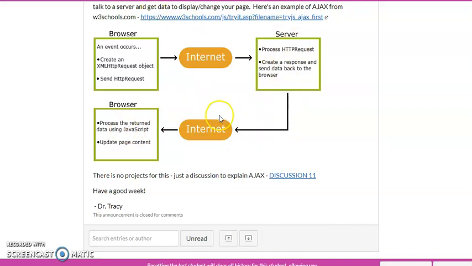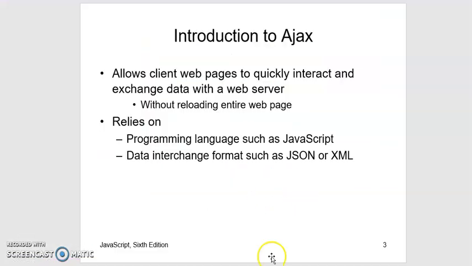That's kind of the gist of what Ajax is, because Ajax is a methodology that allows client web pages to quickly interact and exchange data with the web server. And that's pretty much what happens. So an HTML page, when it's created, the JavaScript will request it, and then the server on the other end is going to send it back in a data interchange format. Often it's XML. The book discusses JSON, which is a JavaScript object.